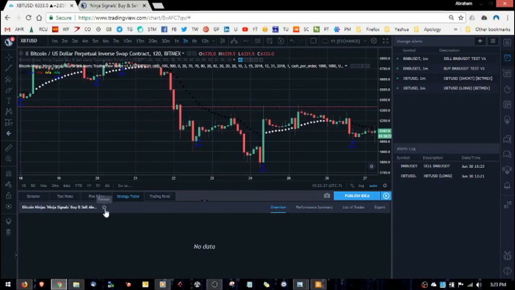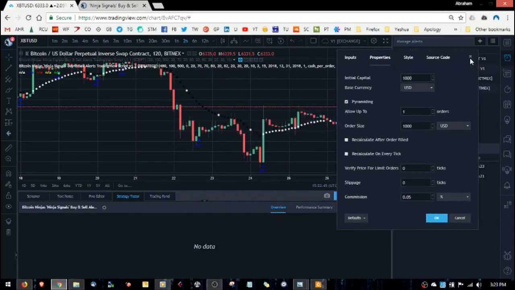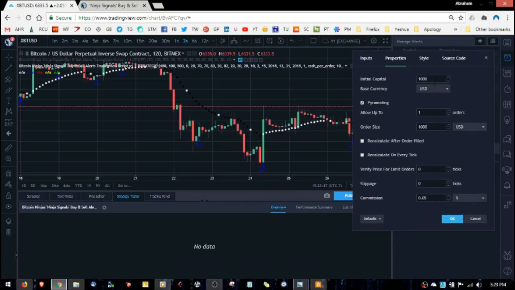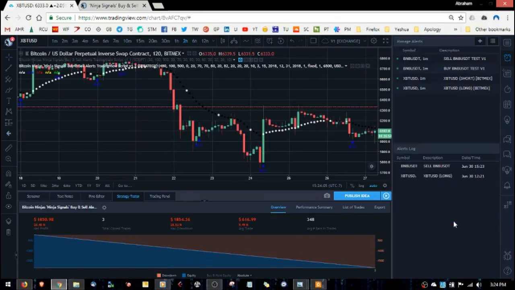So what you need to do if that's happening and you note that you're trading on a US dollar or a US tether pair, USDT or USD, you need to go to Properties. You need to change your initial capital to be the price of 1 Bitcoin. So in this case we go about $6,500. We then change our order size to be 1 contract or 1 Bitcoin. And that makes mathematical sense because we're going to bet 1 Bitcoin each time, and our initial capital is equal to 1 Bitcoin worth of US dollars.